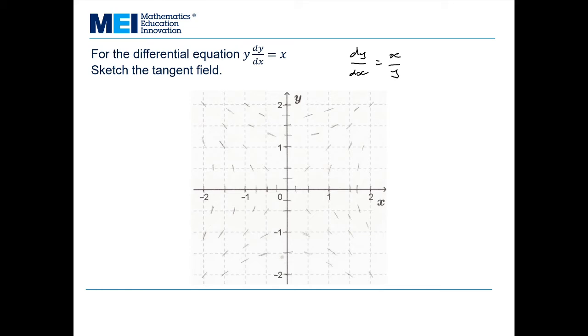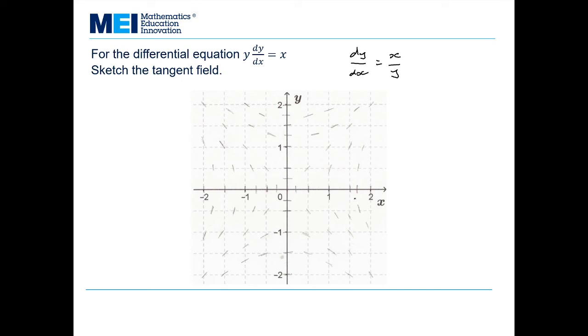And then if you consider what happens when y equals x, dy by dx equals 1. So that's why we've got this gradient of 1 going along the line y equals x. When y equals minus x, you're going to have a gradient of minus 1. So that's why I'm getting this other diagonal line going down here. And then in between, I've just tried to draw the shape of these curves going round to represent the tangent field.